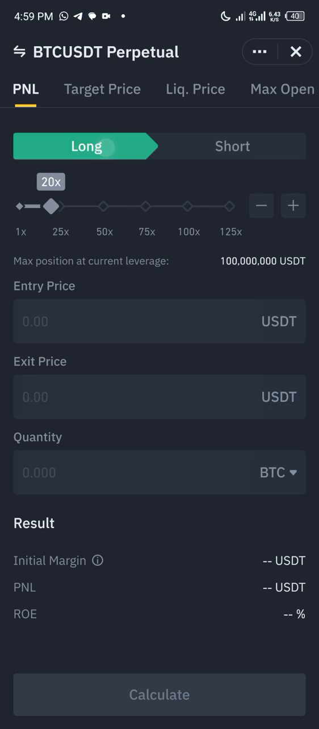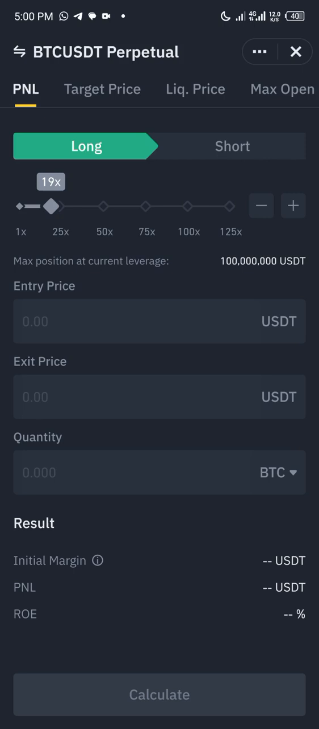So let's assume that I want to go into a long position. I'll select long. I want to calculate my profit and loss. When I select long, the next thing I should select is the amount of leverage I want to use. Let me select just 20x leverage for tutorial purposes. So I've already selected 20x leverage. After selecting my leverage, the next thing is the entry price.